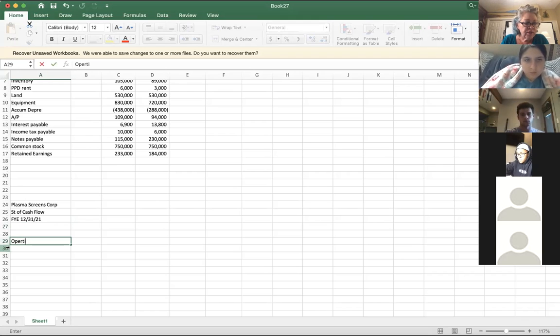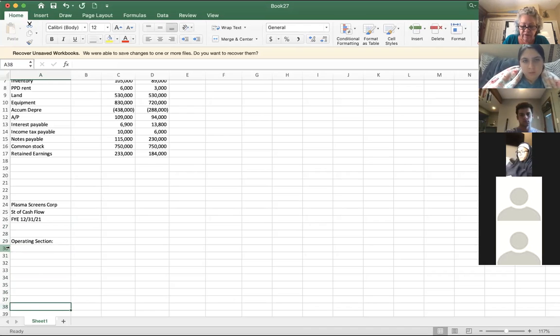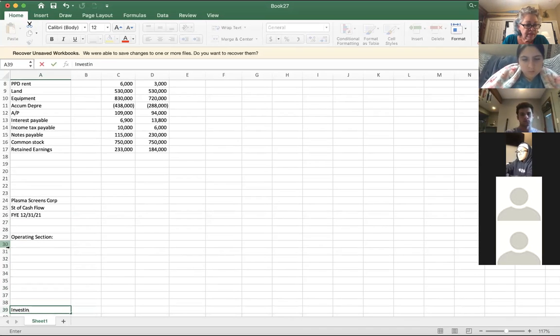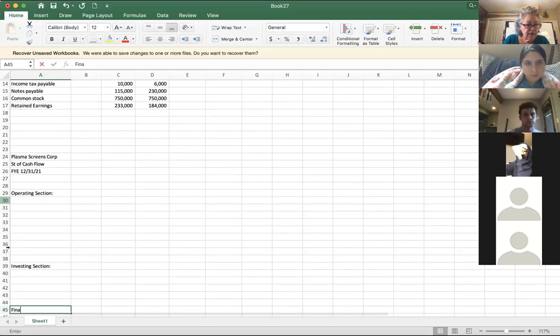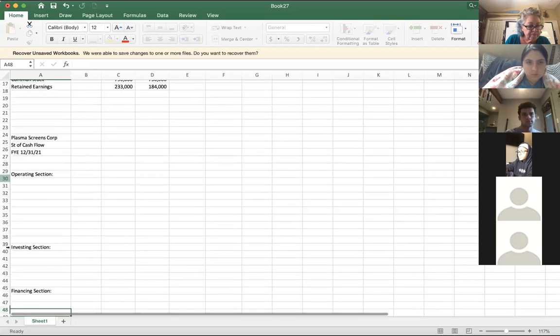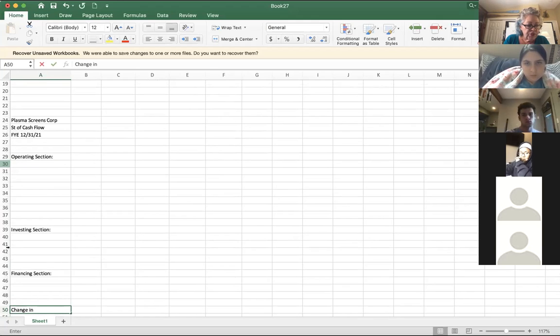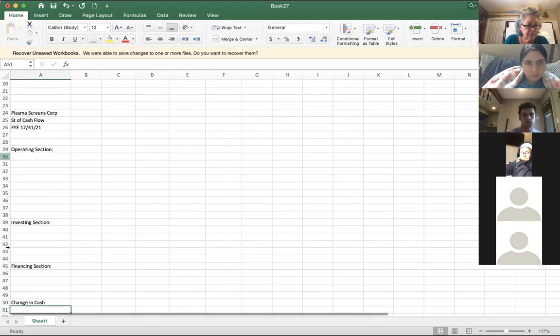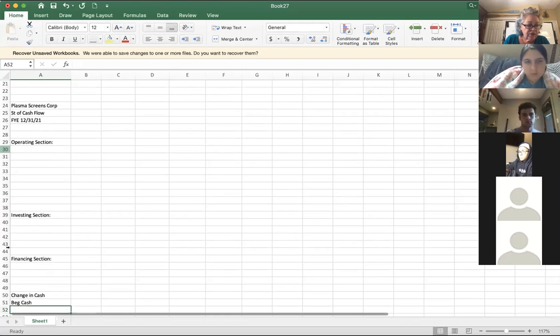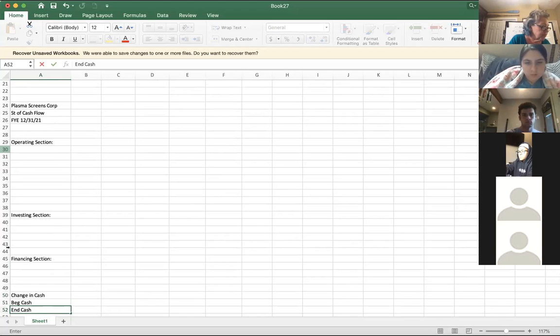So I'm just going to go ahead and format it out in that I know that there are 3 sections. The operating section, and then I'll leave some room. And then I know I've got the investing section and the financing section. And then I'm going to have change in cash, beginning cash, and ending cash. So that's the basic format of my statement.